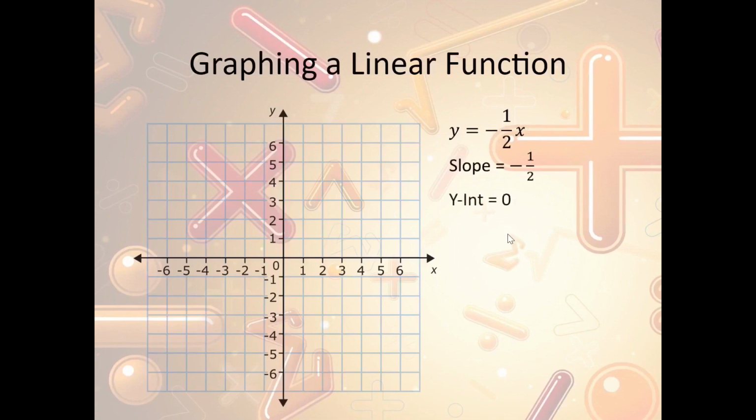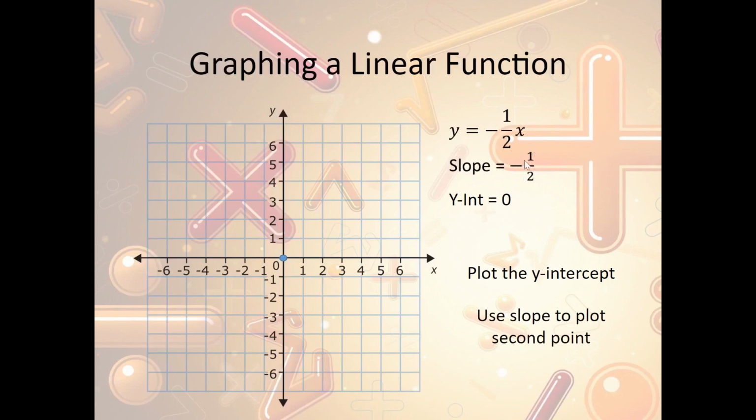So now when I graph this, the first step is I plot the y-intercept. Well, my y-intercept is 0. So I'm going to go along my y-axis and find 0, which is right here. And I plot my point. The next step is I'm going to use the slope to plot my second point. Remember, this is change in y over change in x, or you might have heard it in the past as rise over run. We're going to talk about it as change in y over change in x.